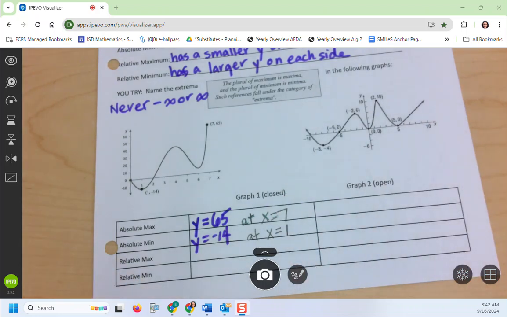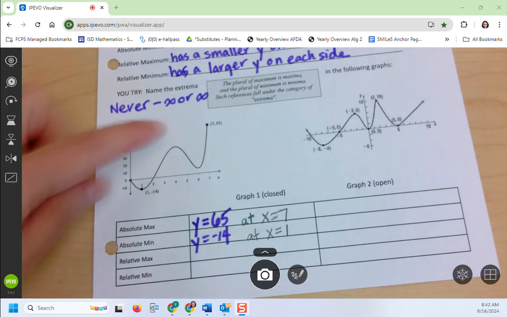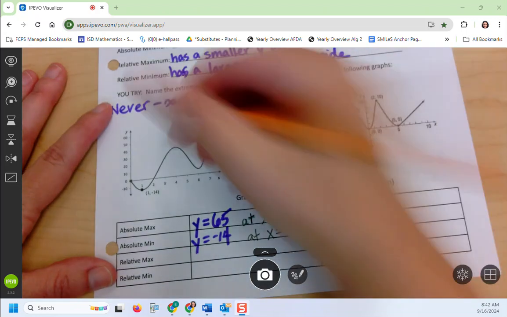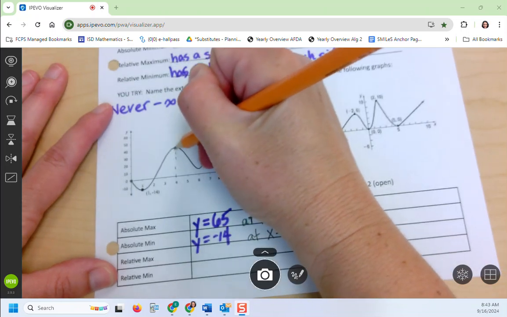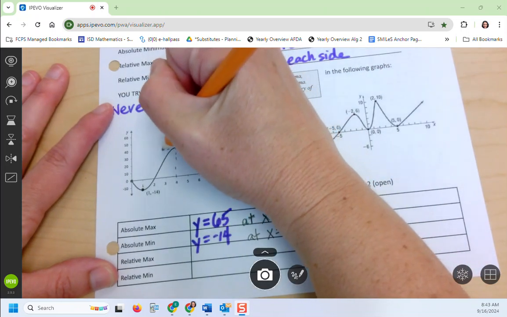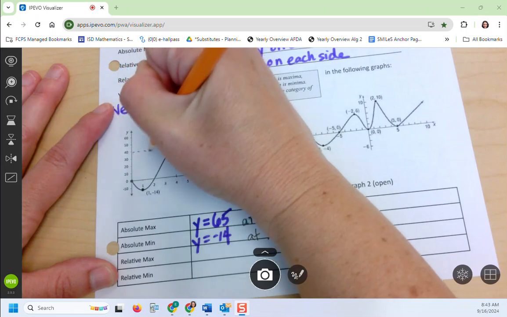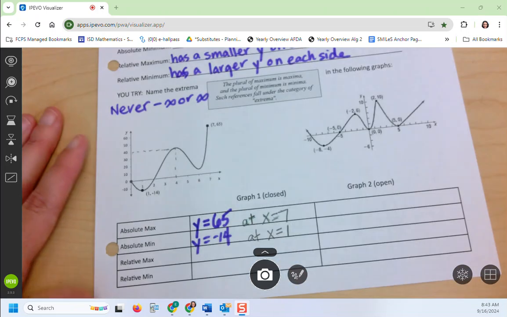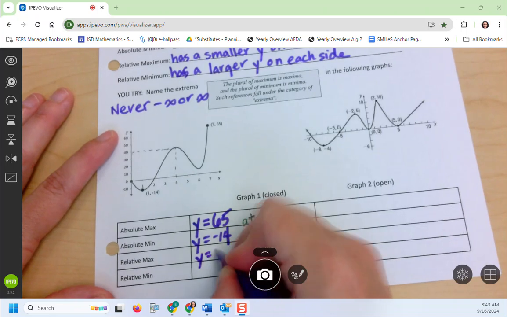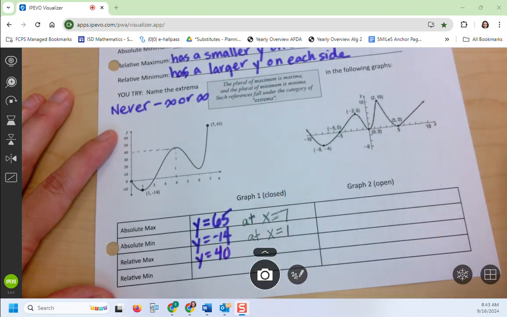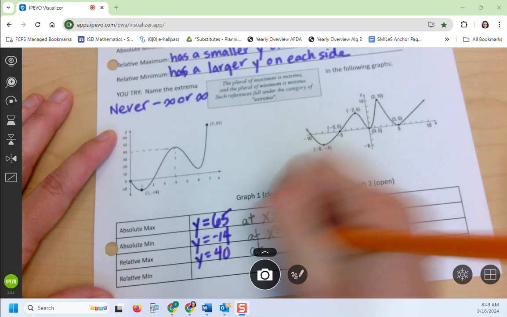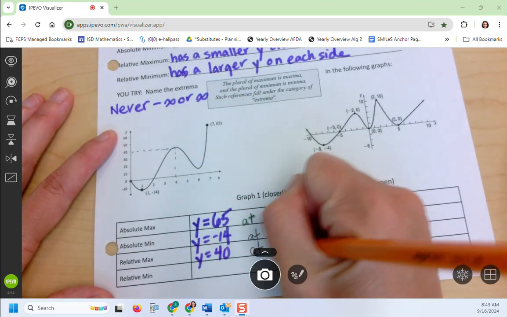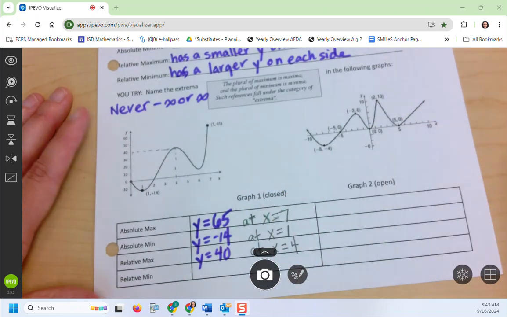All right, does this graph have a relative maximum? A relative maximum looks like a mountaintop, but it's just not the highest point on the whole graph. Do you guys see one? Yeah, I see one right here, and it's kind of hard to read, but I'm just going to see if I can draw something to help me read it. That's the location, but that's not my answer. Do you guys think it's about 40? Does that sound right? Okay, so we're going to say y equals 40. And then the location will be at x equals 4.